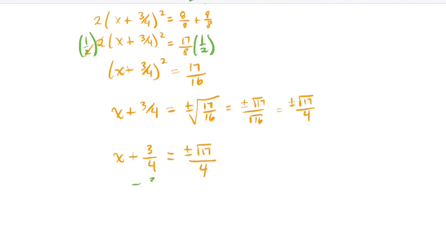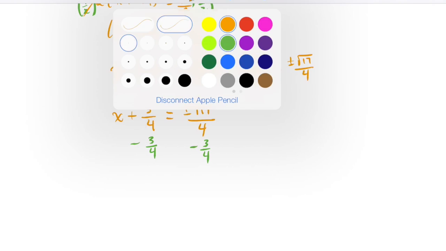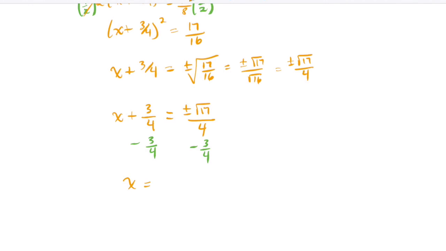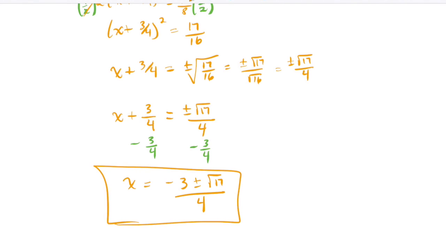Now we want to subtract this 3 over 4 from both sides. And we end up with x equals negative 3 plus or minus the square root of 17 all over 4 as our answer. Okay, and you can verify that you get the same thing with the quadratic formula. You can look on the graph. You can get the approximation by putting this into your calculator. Or you can leave it in this form here.